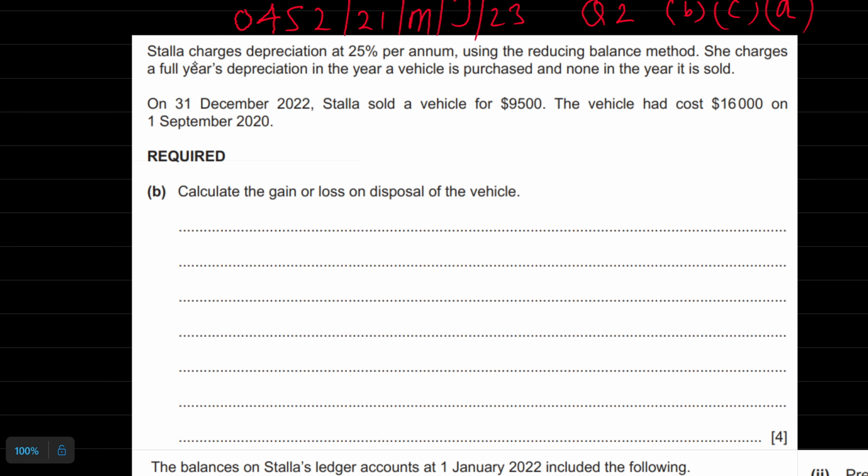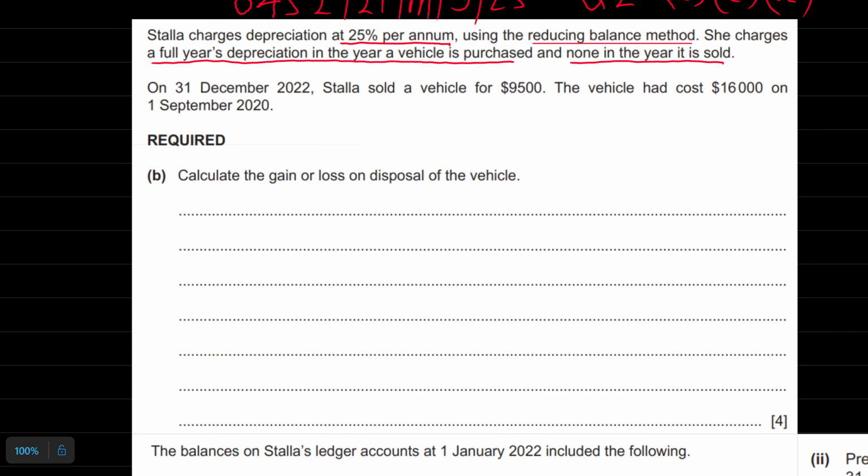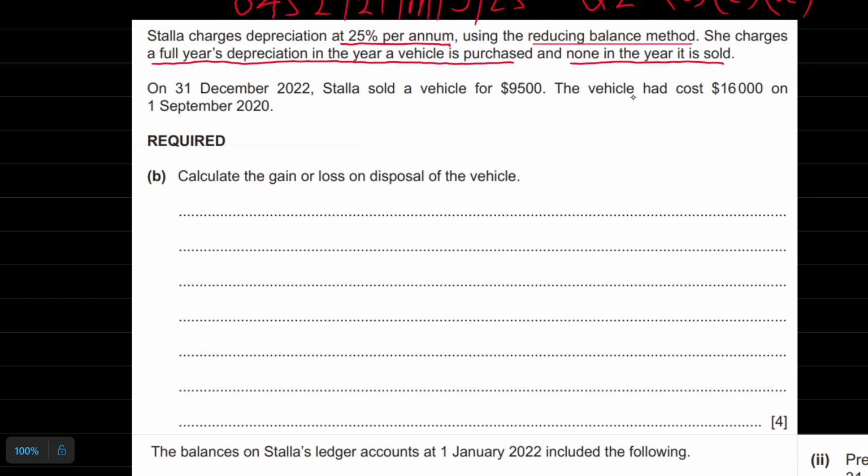So students, first of all, depreciation rate is 25% per annum and method is reducing balance method. A full year's depreciation is charged in the year of purchase and no depreciation is charged in the year of sale. So students, this vehicle was bought for 16,000. So the original cost is 16,000 and it was bought on 1st September 2020.